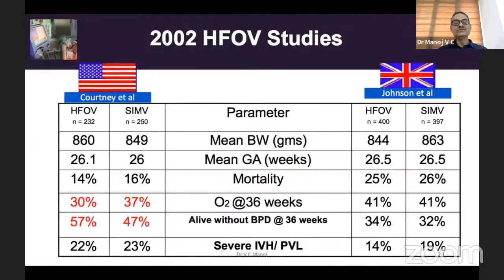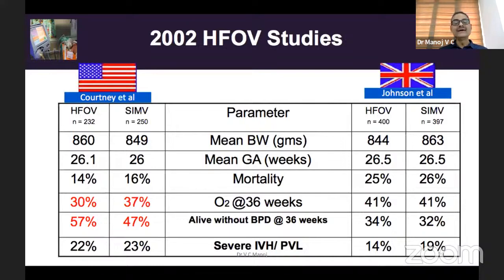At the beginning of this century, there were two landmark studies, one from the US by Courtney et al. and one from the UK by Johnson et al., which looked at similar parameters in preterm babies. They compared HFO with SIMV, which used to be the mode in those days. The SIMV is almost becoming outdated now. We use assist control, as we discussed the other day. But then, of course, SIMV also has a place. I'm not denying it. So HFO versus SIMV were the thing.